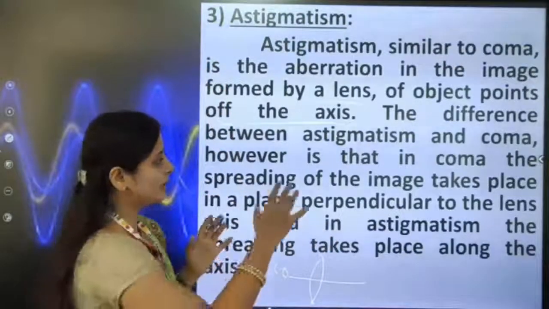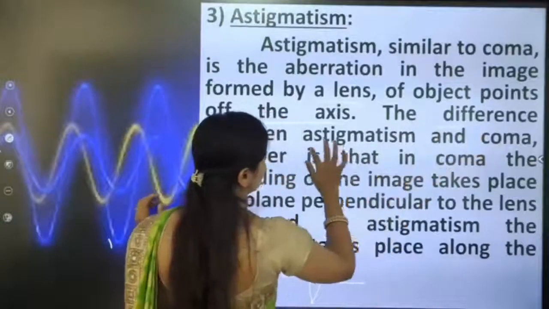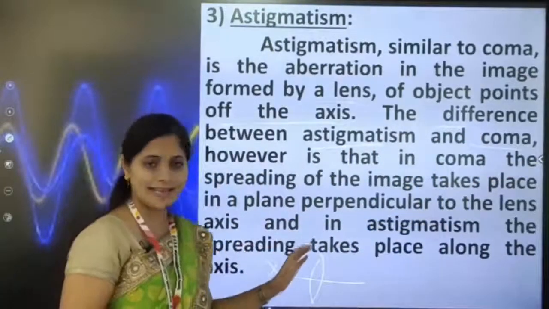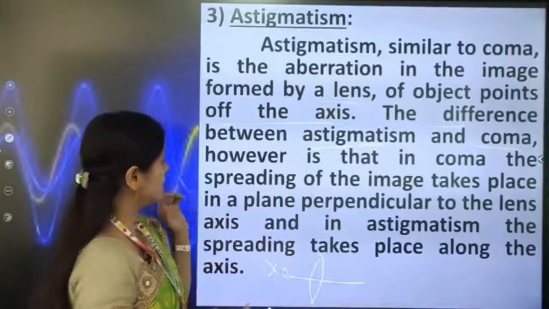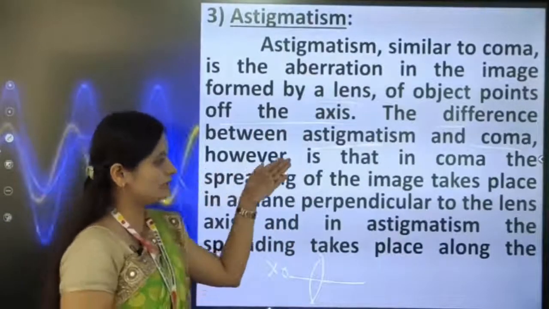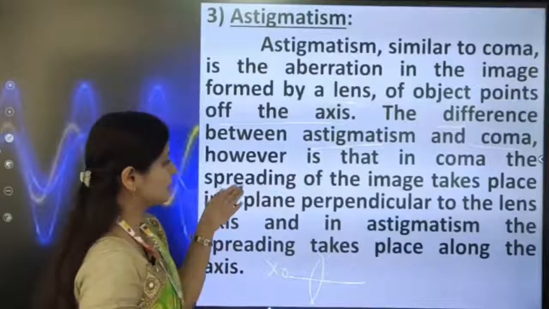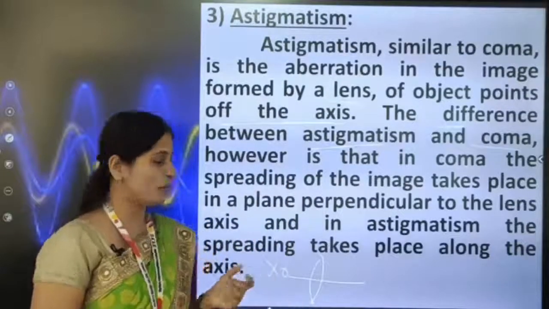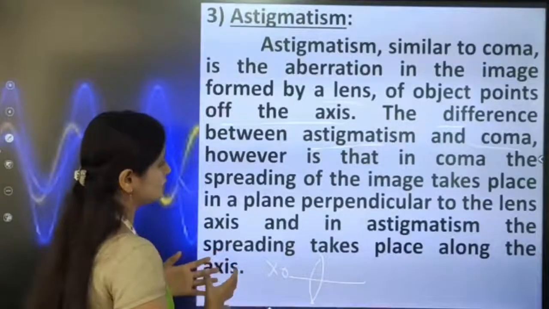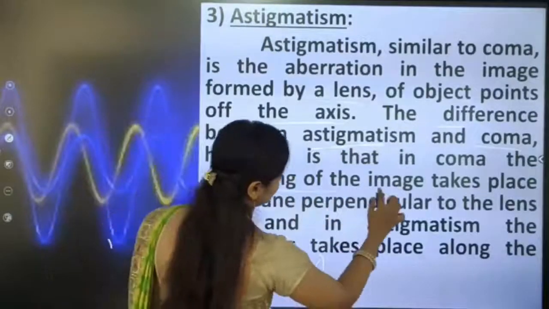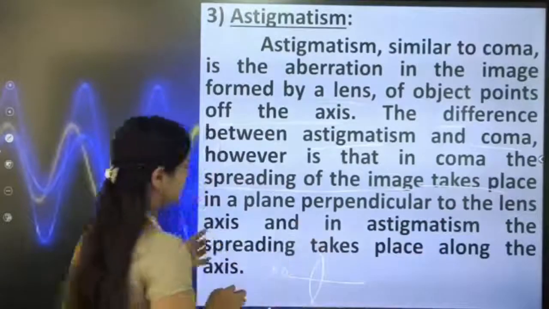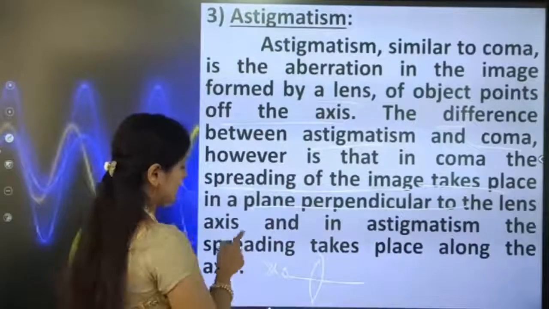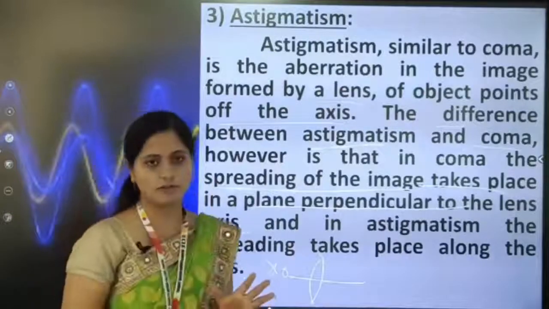So see here, they have given the differences between astigmatism and coma. There is a slight difference. See here what those are. In coma, the spreading of the image takes place. So by the definition of coma, what is taking place here? Spreading of the image takes place in a plane perpendicular to the lens axis.